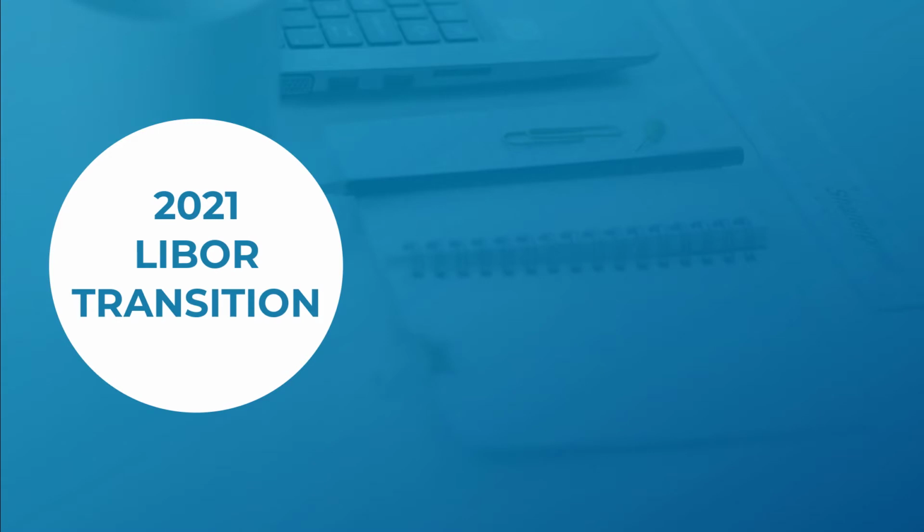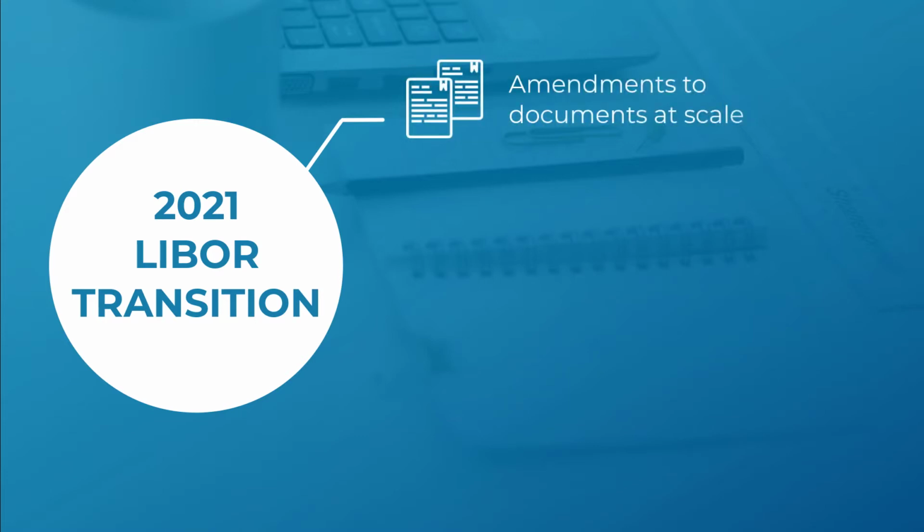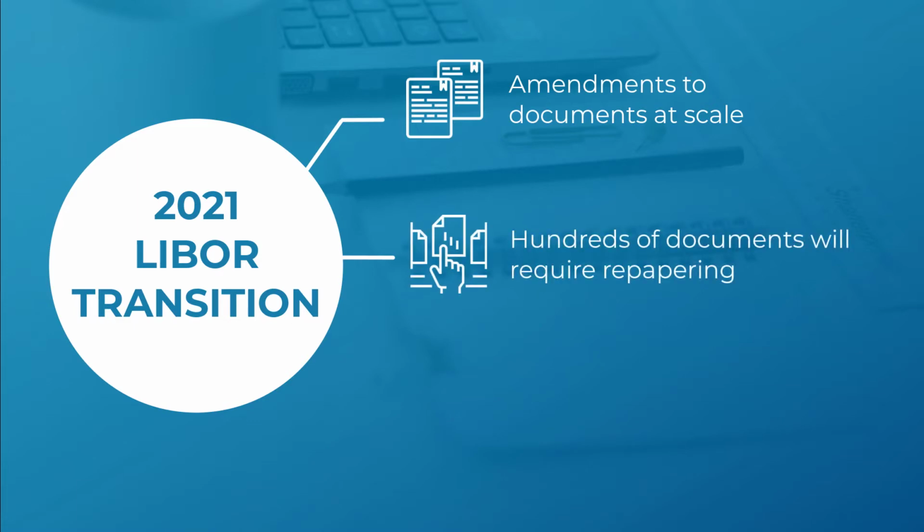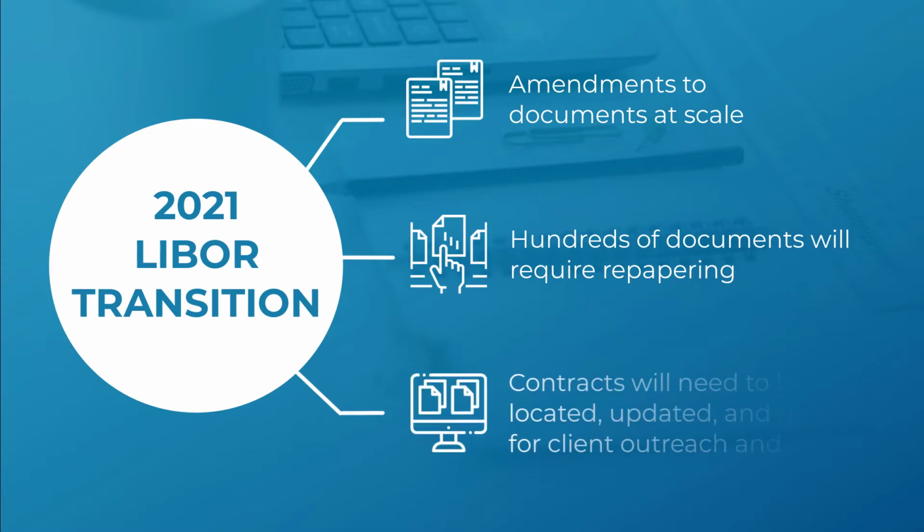Upcoming regulatory reform, such as the 2021 LIBOR transition, will result in organisations having to make amendments to documents at scale. LIBOR reform could mean that there are hundreds of contracts and other documents within your organisation that require repapering. Each one must be located, updated, and managed for client outreach, as well as being stored for audit.